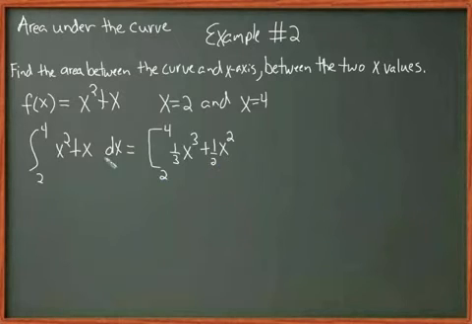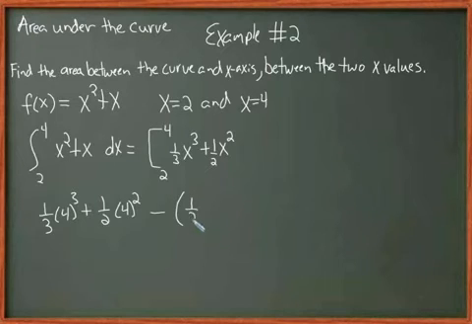And now we compute by inputting the limits. So we start off by putting the upper limit, which is 4. So we're going to write 1/3 times 4 to the third, plus 1/2 times 4 squared, minus 1/3 times 2 to the third, plus 1/2 times 2 squared. Okay, so the 4 to the third is what? 4 times 4 times 4.